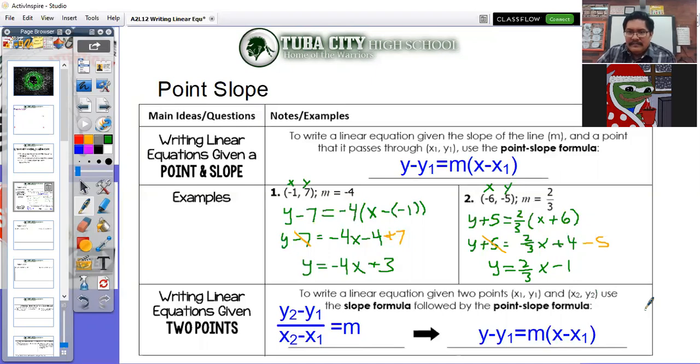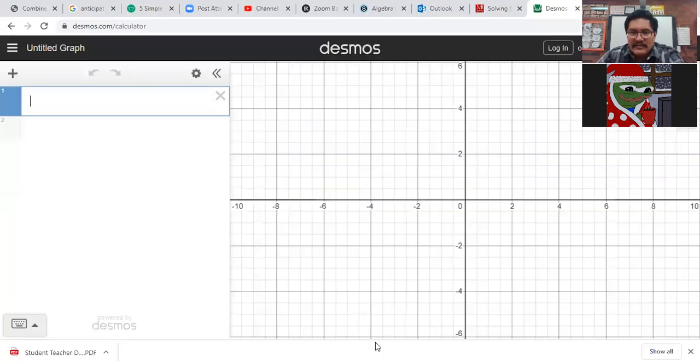There we go. Now, I don't know if I can do this, but I think we have a little bit of time today to actually move around. So what I'm going to do is go over to Desmos, and I'm going to type in that graph, and I'm going to show you that it does match up.